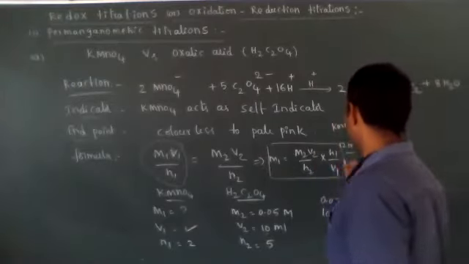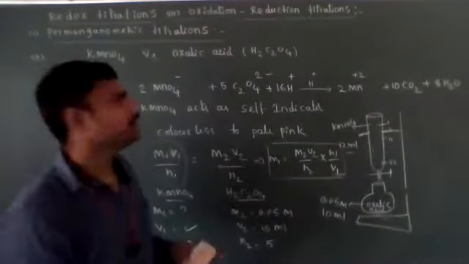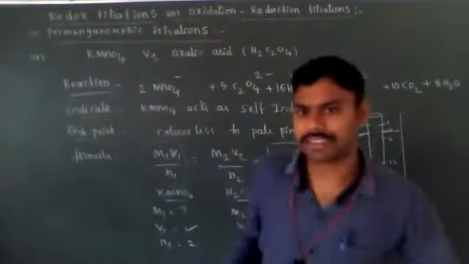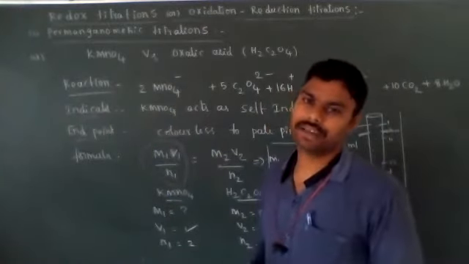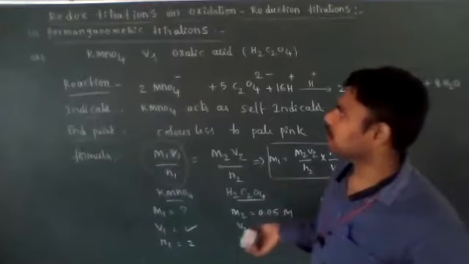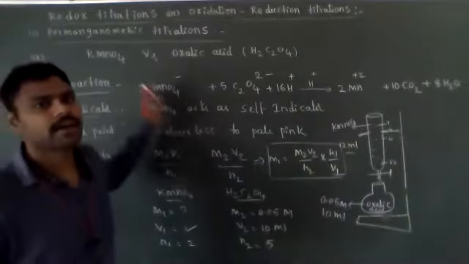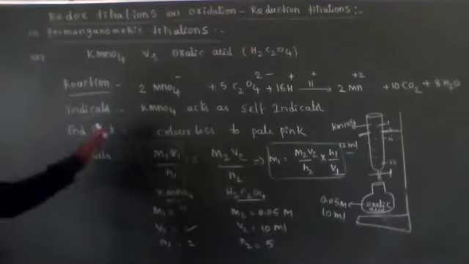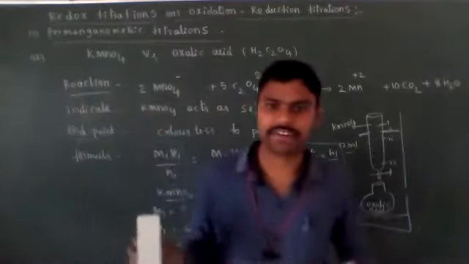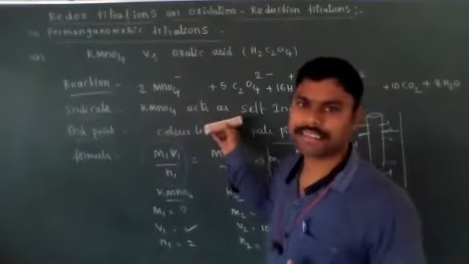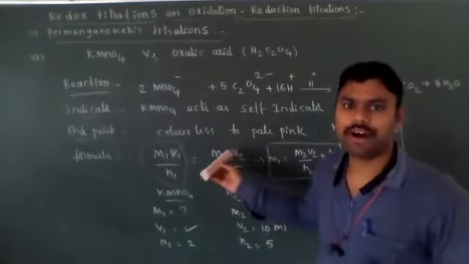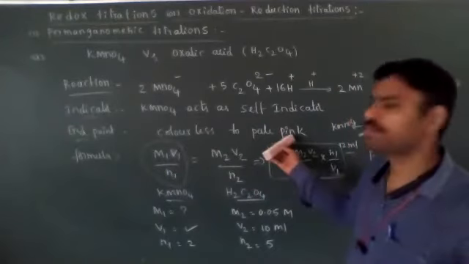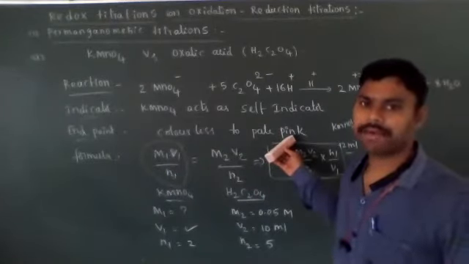Then M1 will come. This type of reaction is called a redox titration. So redox titrations belong to volumetric analysis. Understood? The first one is KMnO4 versus oxalic acid. So in that, what is the indicator? Here we are not taking any indicator because KMnO4 acts as a self-indicator. At the end point, what happens? The oxalic acid solution is colorless and turns to pale pink color.